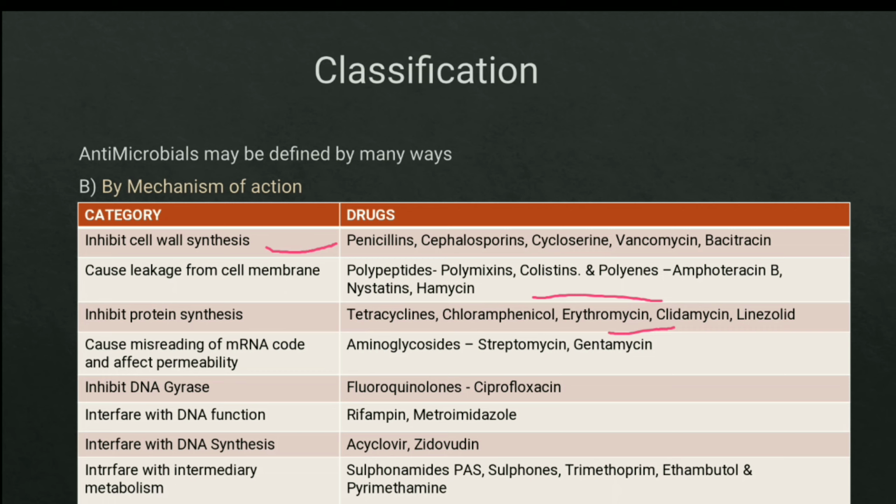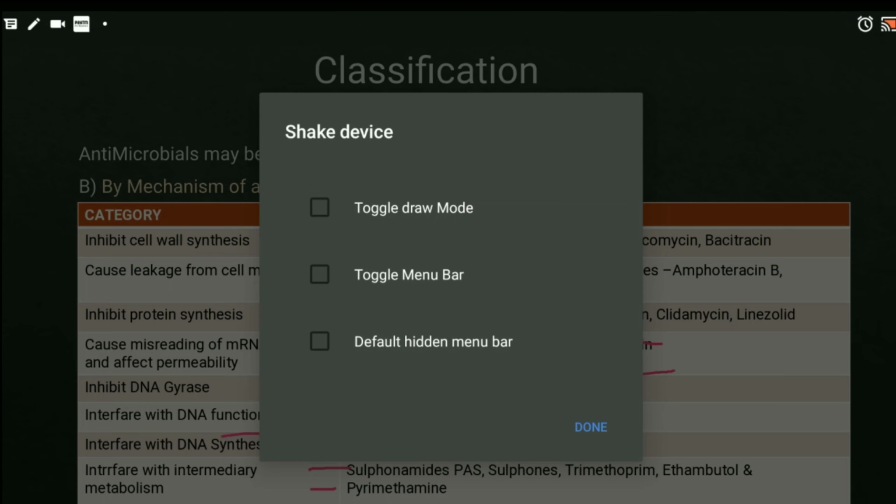In the same way we categorize various drugs according to their mechanism of action. Like these fluoroquinolones inhibit DNA gyrase. Aminoglycosides, which is very important, they misread the mRNA code and affect permeability. They inhibit DNA synthesis, they interfere with the intermediary metabolism, okay, and they inhibit DNA function.